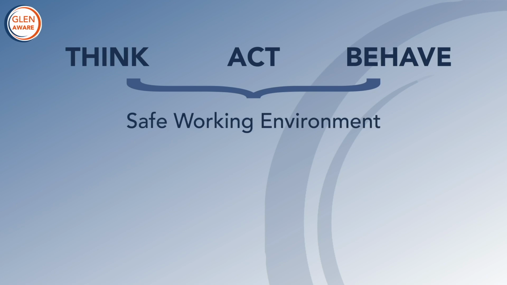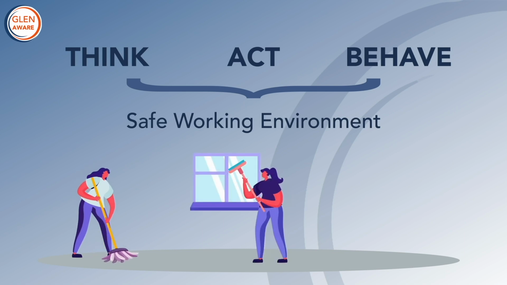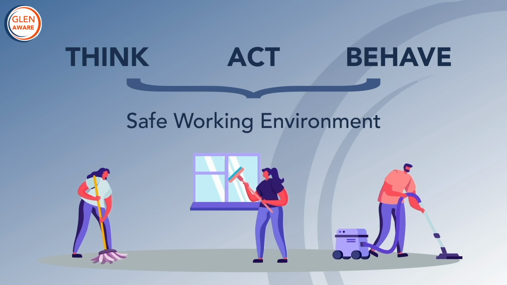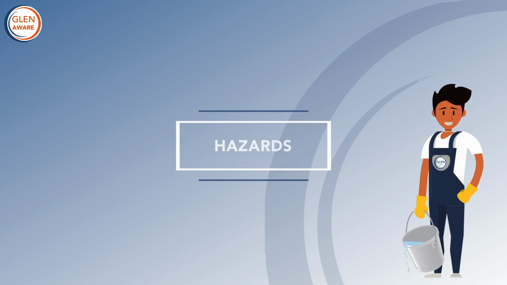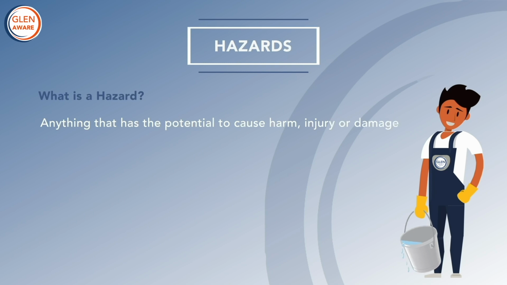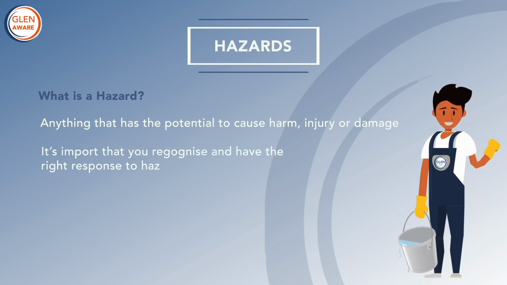Cleaning and our role can help reduce slips or introduce new hazards, so we all need to be aware of the procedures we use when mopping, squeegeeing or dry and wet vacuuming to reduce hazards to ourselves and to others. What is a hazard? A hazard is anything that has the potential to cause harm, injury or damage. To help avoid slips, trips and falls, it's important that you recognise and have the right response to hazards.